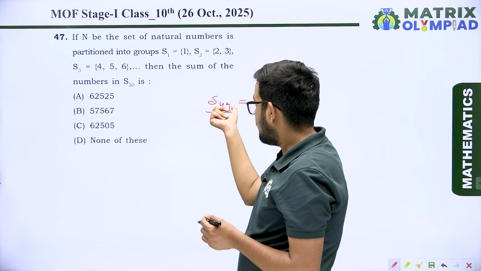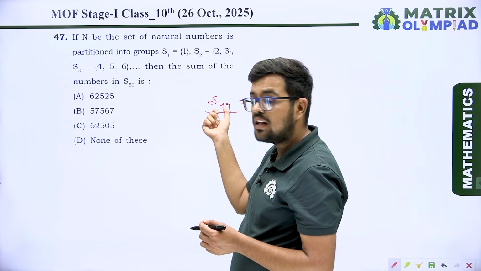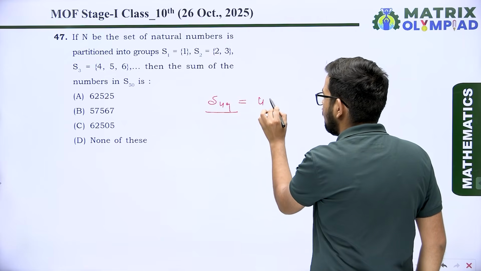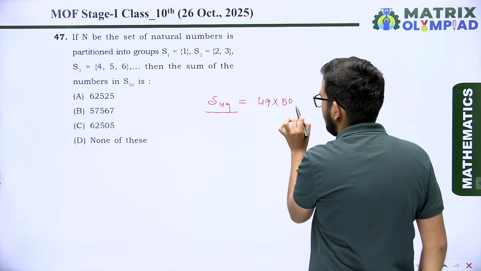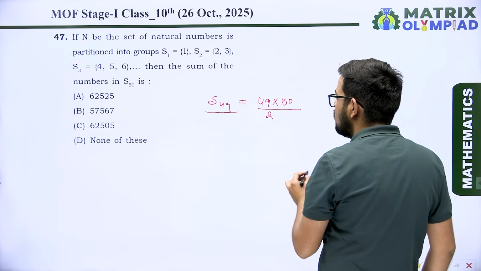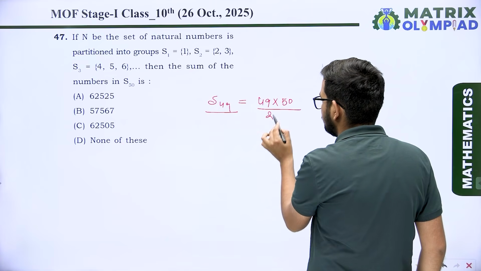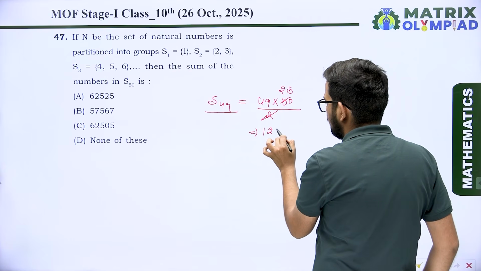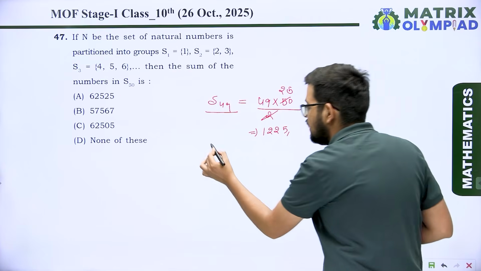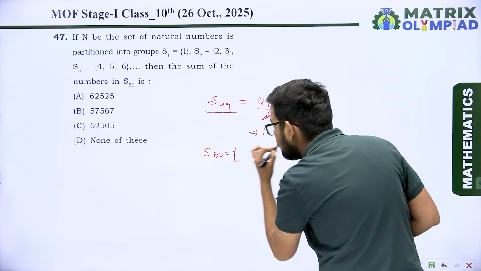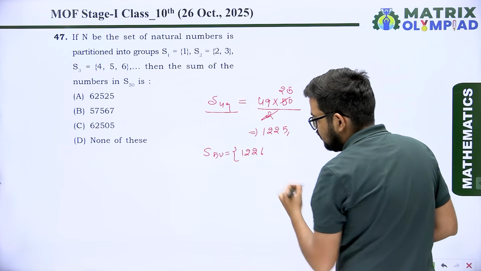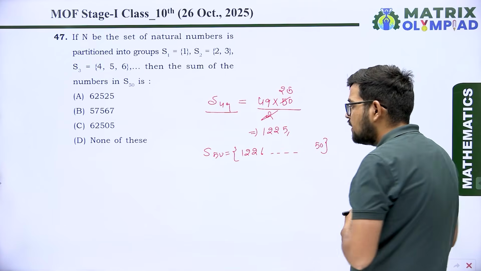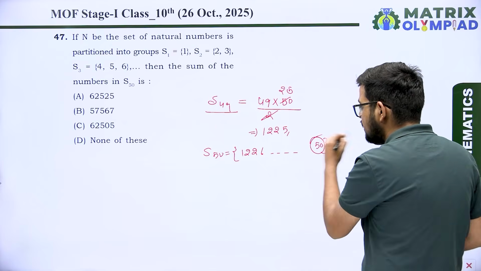It means in S49 the last number will be the sum of the first 49 natural numbers, that is 49 into 50 upon 2, n into (n plus 1) upon 2. So you will have 49 into 25, that is 1225. It means S50 will start from 1226 and run for 50 terms.